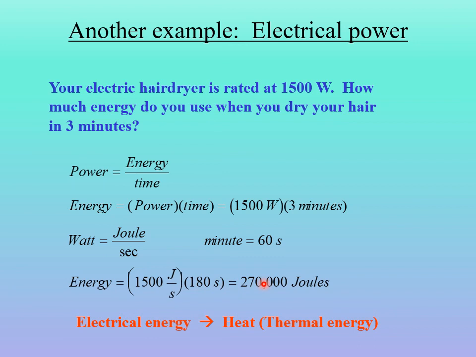So just a reminder here, what's happening with your hair dryer is electrical energy is being converted into heat or thermal energy. And obviously, when we use something like a hair dryer, we're using up a lot of energy because we're generating a lot of heat during that process.